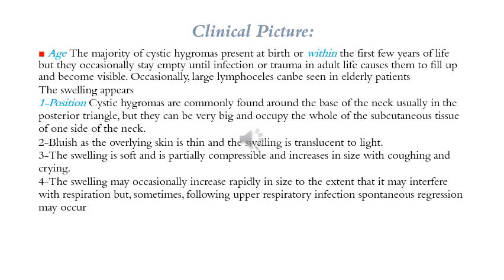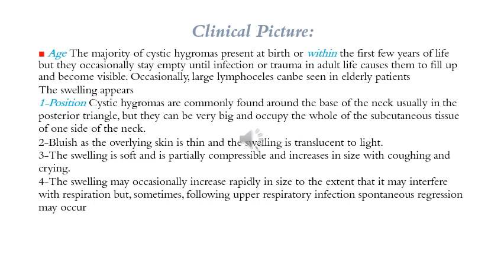Like any swelling, we will talk about the position, size, shape, surface, consistency, lymphatic drainage, and deep and superficial structures related to the swelling. Cystic hygromas are commonly found around the base of the neck, usually in the posterior triangle, but sometimes can be very big and occupy all of the subcutaneous tissue of one side. It is bluish in color and translucent.